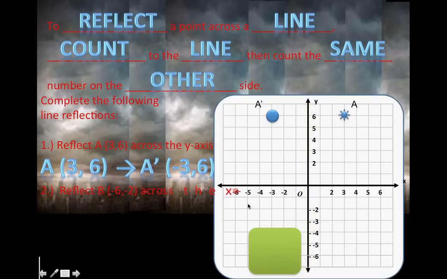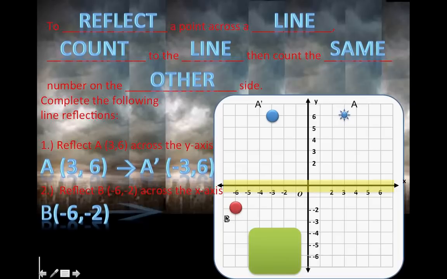Number 2, we want to reflect point B, -6, -2, across the x-axis. Going across the x-axis this time. So we're going to start by graphing our point -6, -2, right down here. Backward 6, down 2. Of course, we're going to label it B. And we are reflecting across the x-axis this time, the horizontal line that's highlighted here.